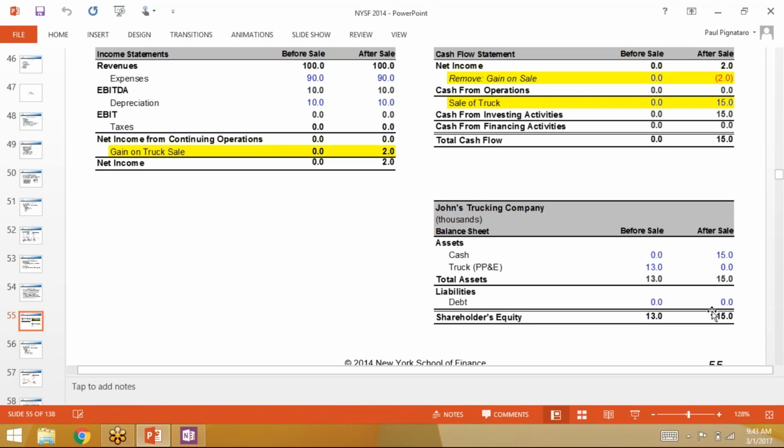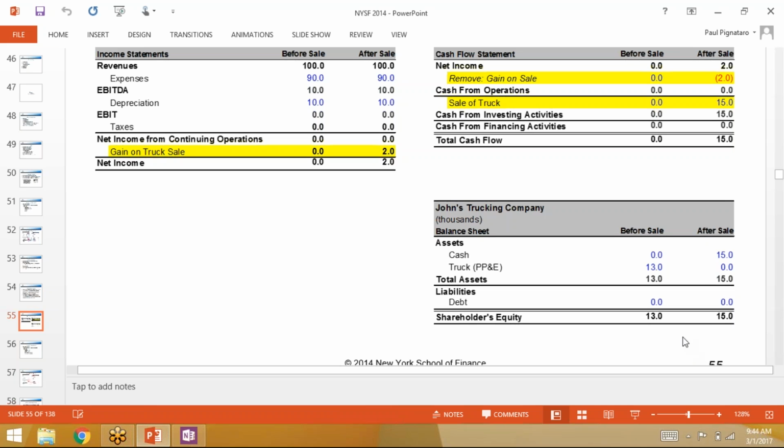So a couple things. How does all that work? How does our cash and our cash flow statement show 15? How does our truck reduce to zero from 13? Not all the way down to negative 2, right? If we had removed 15 million from the PP&E, we would have a negative balance. That's why you can only remove the PP&E, just the asset value, not the monies received. Remember, we received 15,000 from it. How does equity go up by 2?